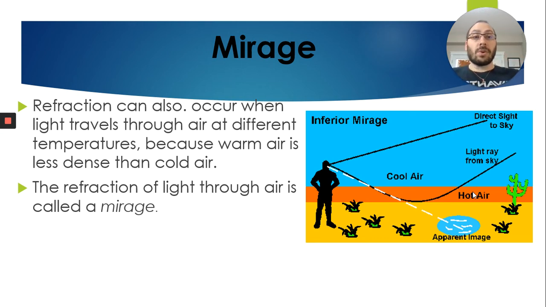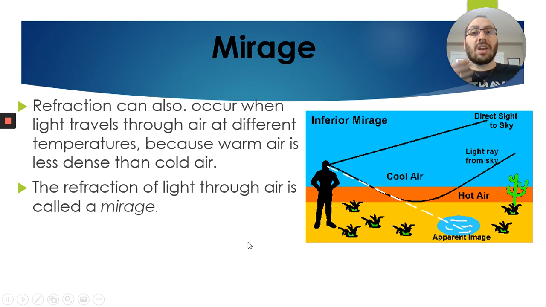But then, of course, as the air gets higher, it starts to cool down. So it is quite possible to have cool air and then hot air right underneath it, because the hot air is radiating up from the sand. Because this happens, the light ray from the sky starts to bend or refract as it goes from the cold air to the warm air. And as it does that, it ends up giving us an apparent image of a wet ground.